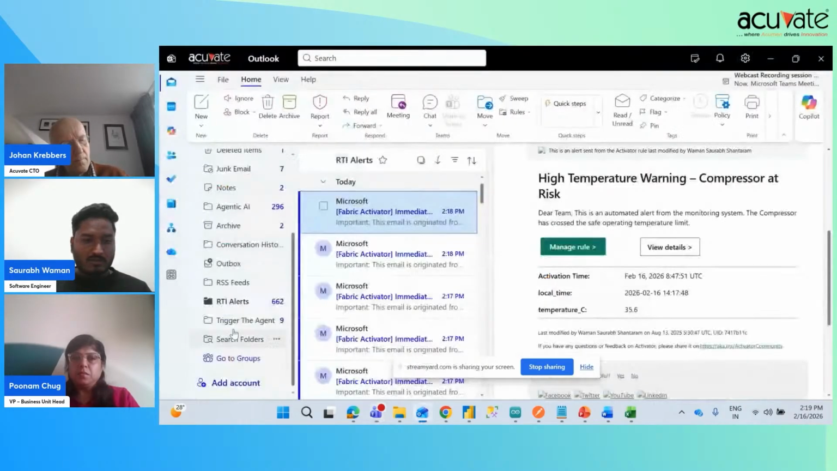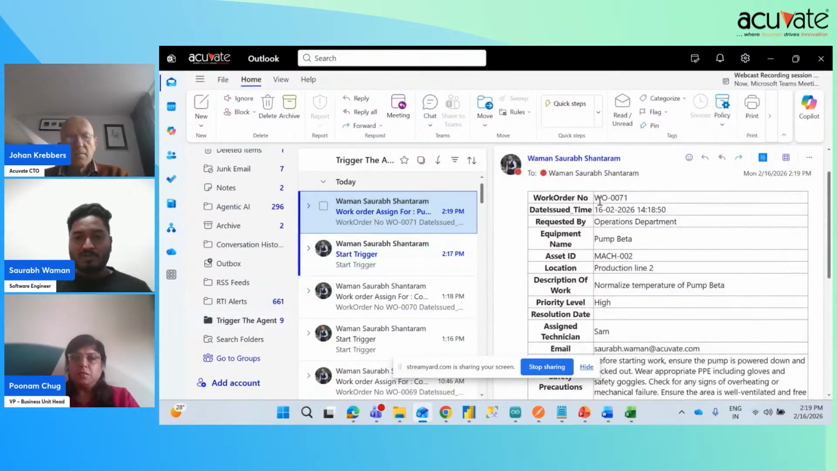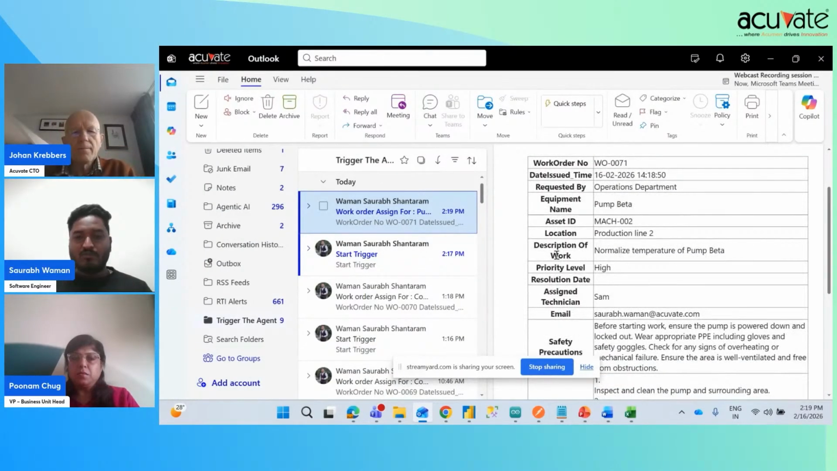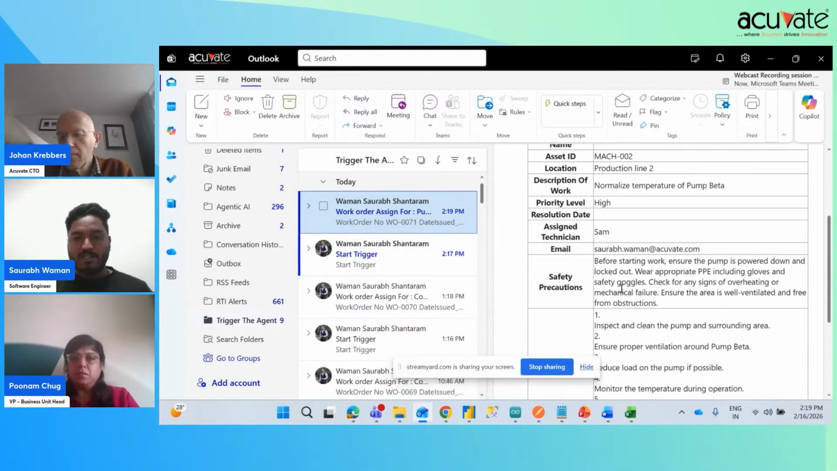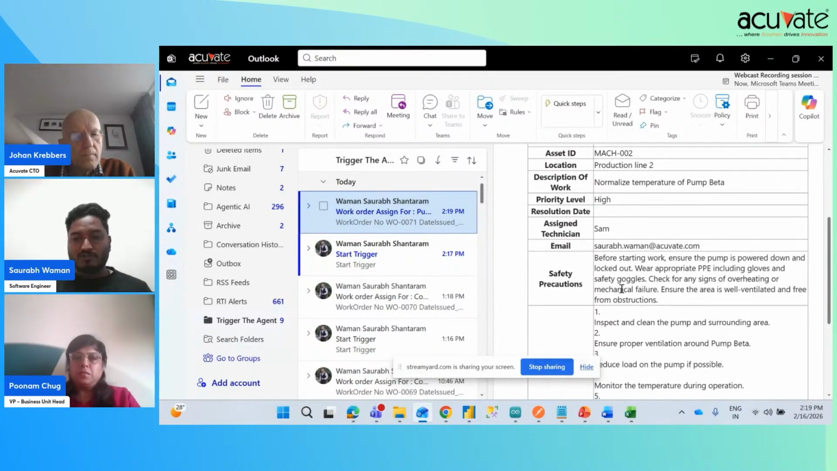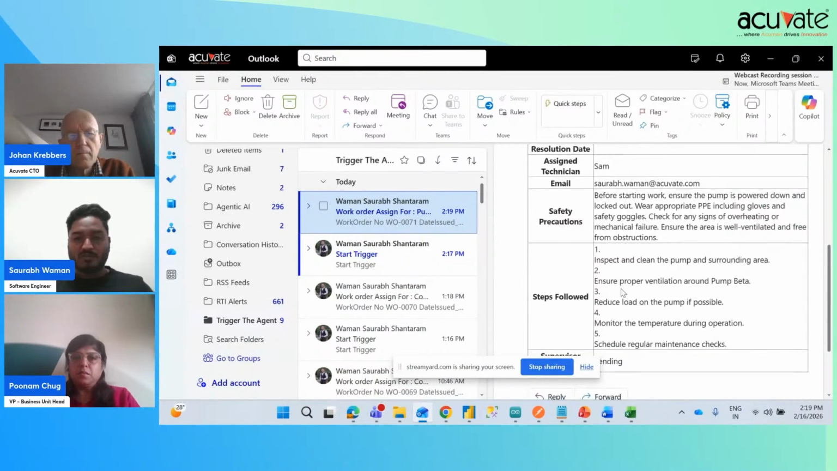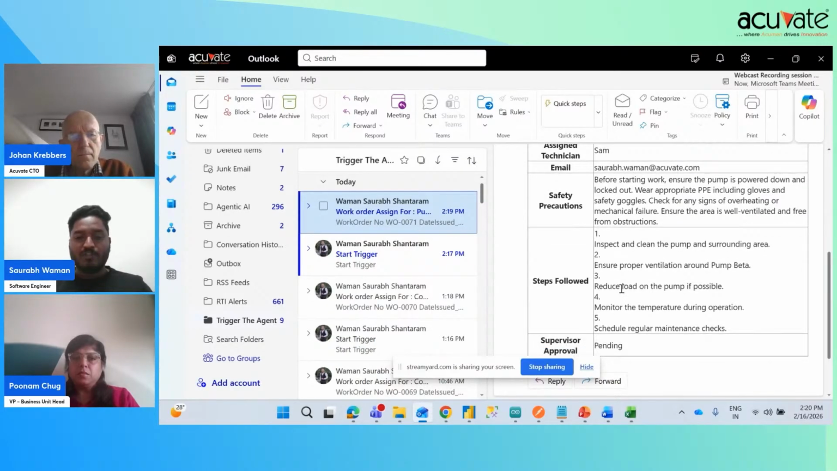I received it. Yeah, here you can see this is work order number 71. This is the date issued and time for the pump. The description of work is normalization of the temperature of the pump. Our agentic AI also gives the safety precautions that the maintenance person needs to take, and what steps to follow to normalize the temperature for that particular machine.